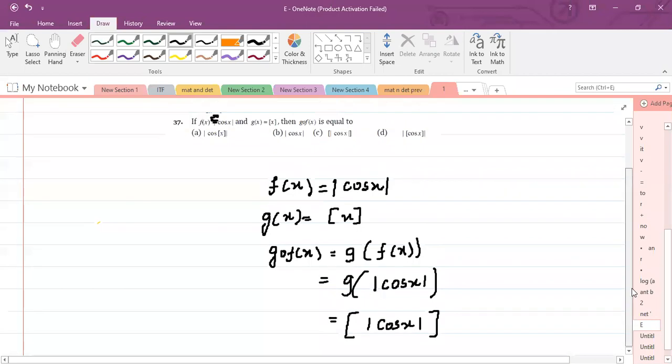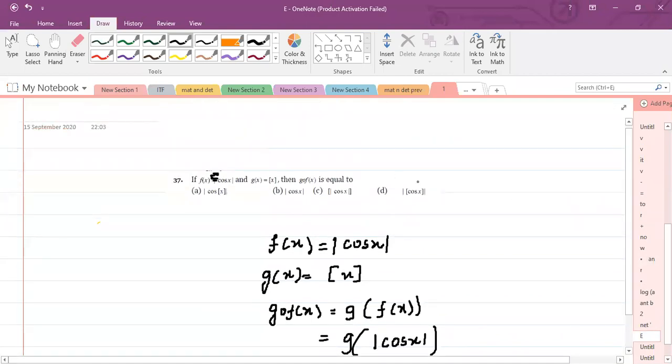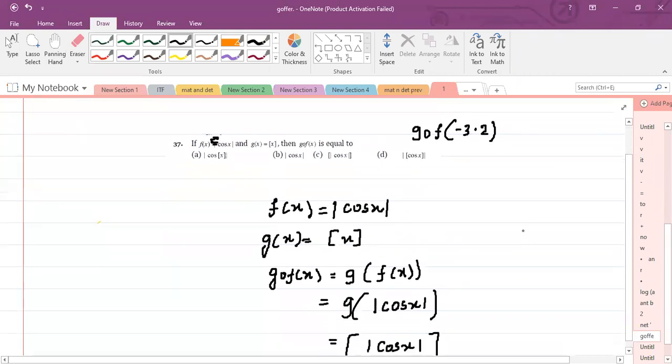Sometimes they will not simply ask for gof of x. They will ask gof of minus 3.2. Then in such cases, it will be the greatest integer of the modulus of minus 3.2. So it is the greatest integer of 3.2, which is equal to 3. In such cases, they will give the options as 1, 2, 3, 4 like this. So I just explained how this question may come in other forms also.